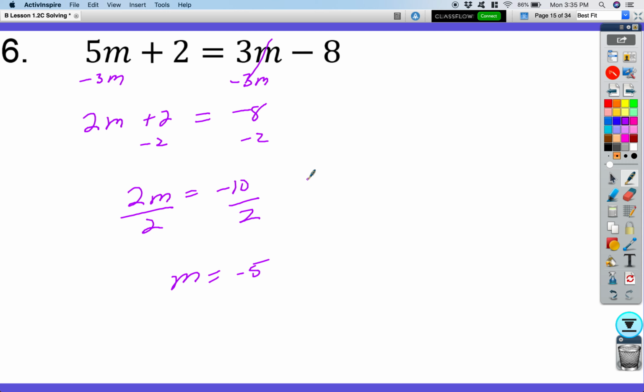And ladies and gentlemen, this is just like what we've seen. Every question up until this point has been one of these where it's been a one solution. So negative 5 is the one and only answer I can plug in for both m's to get a true statement.